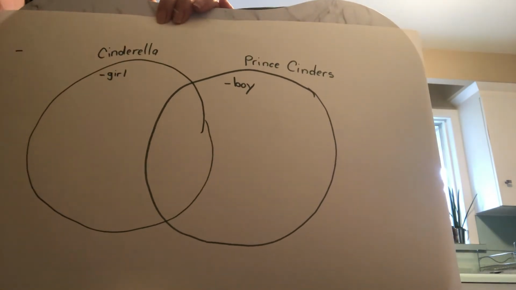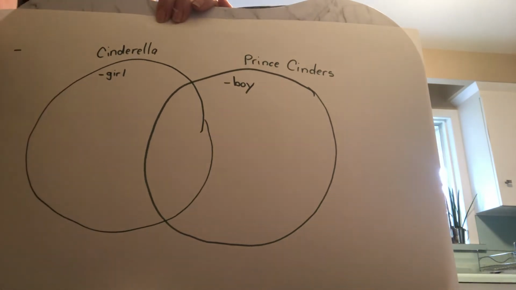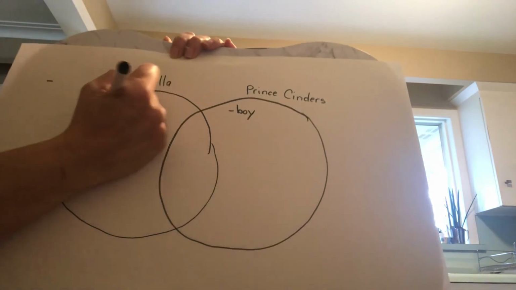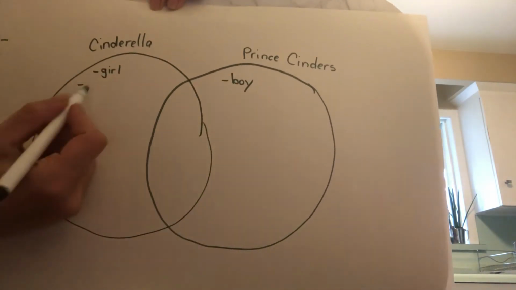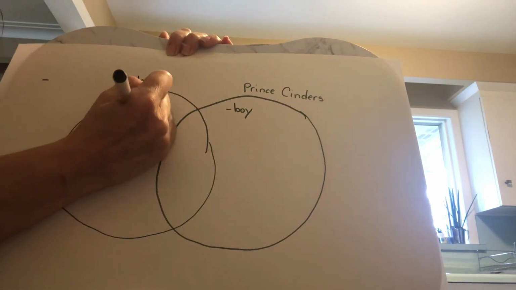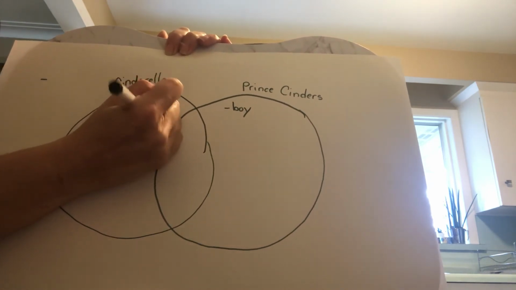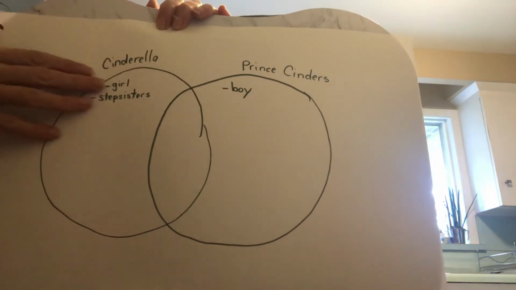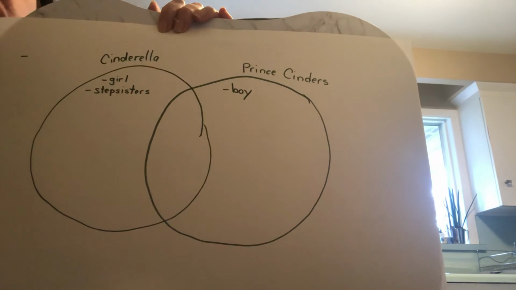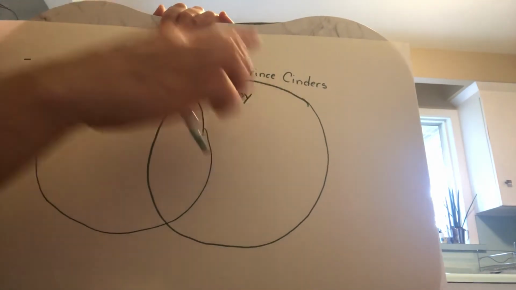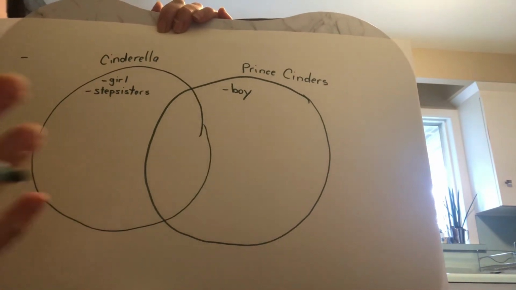Who else was in the story? Let's think. Cinderella had stepsisters. So all you need to do is put another point underneath and then you can write stepsisters. What helps me is when I think of one thing for one story, I try to think if there's an opposite. So Cinderella had stepsisters. What did Prince Cinders have? Stepbrothers.